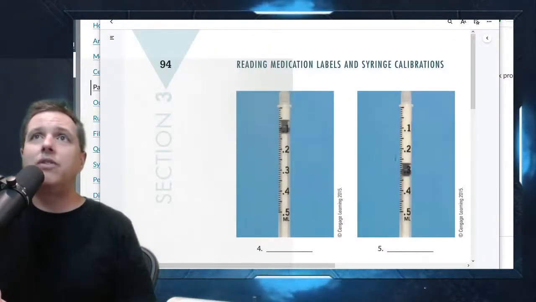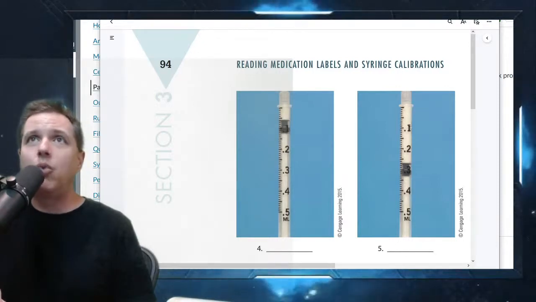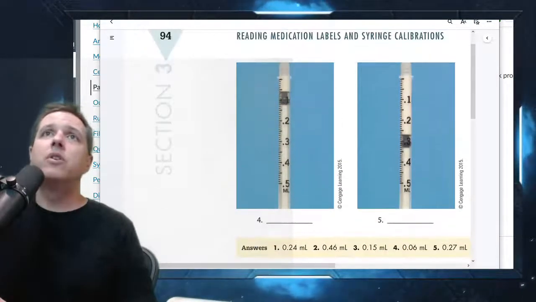Right? So then you're going to have some practice where you go through and you look at the TB syringes, and you have to remember, you're looking at the top of the black part, right? You can kind of see the white part in here is the medicine, and it stops at the top of the plunger there to what you need.